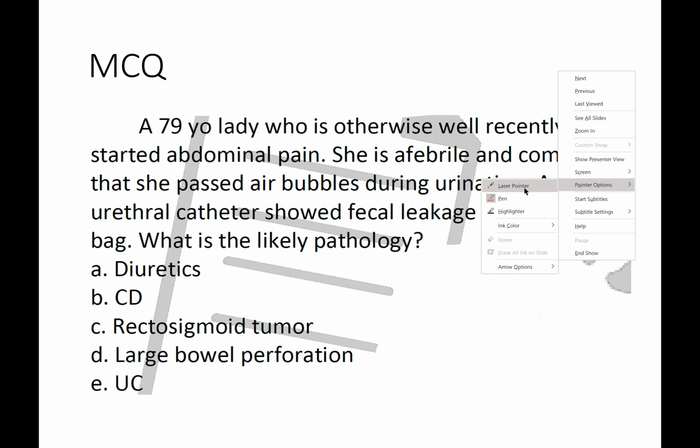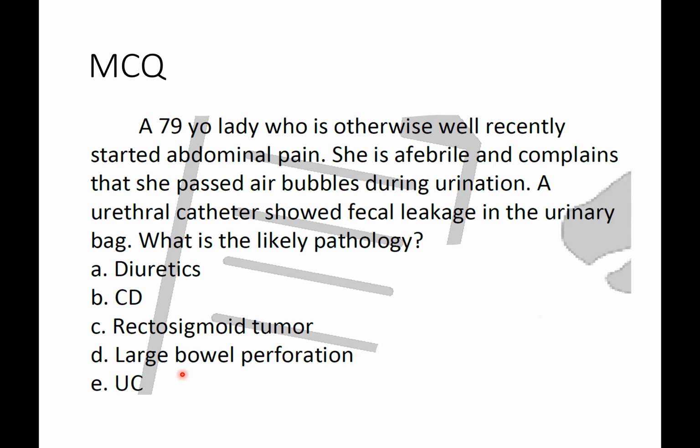Okay, so the majority have answered with large bowel perforation, which is more or less not a bad answer. However, the main concept I want to present behind this question is firstly the age. She's a 79-year-old lady. As we know, inflammatory bowel diseases, and in specific Crohn's disease, usually happen earlier than this. However, it can happen at any age. This is one important point that we need to discuss.